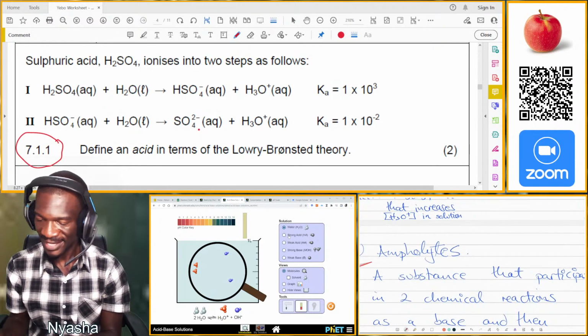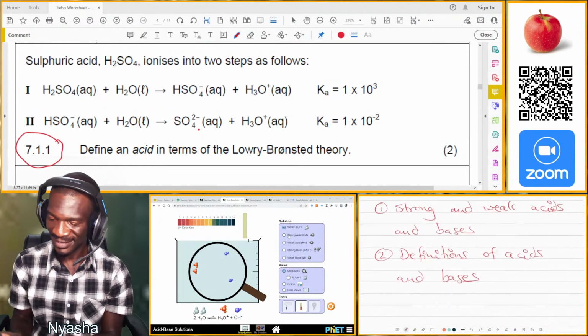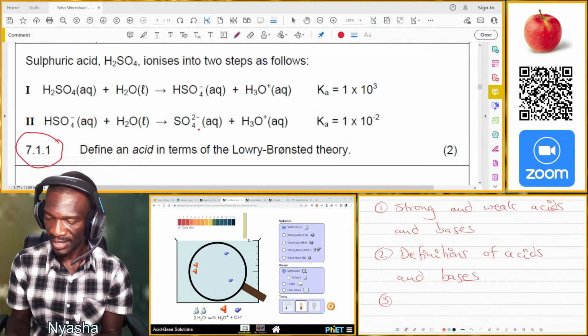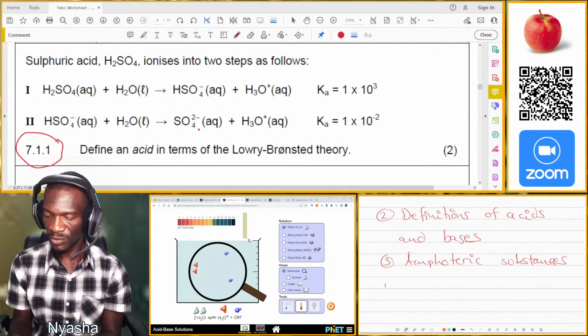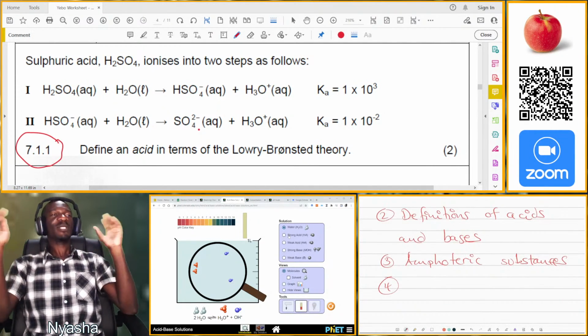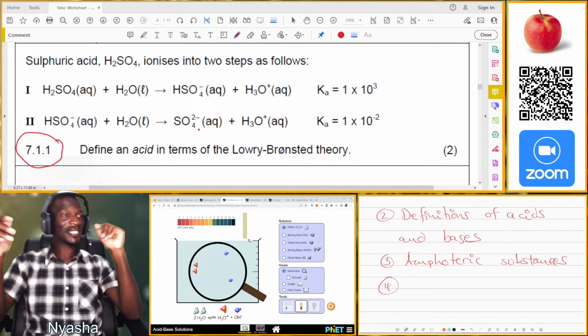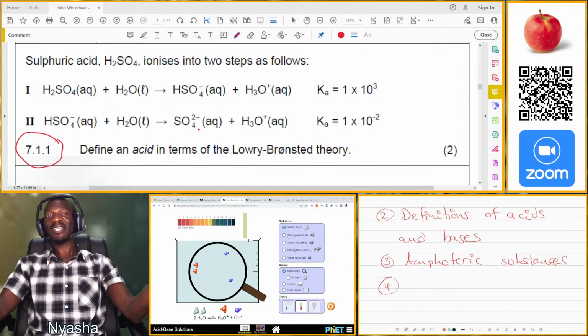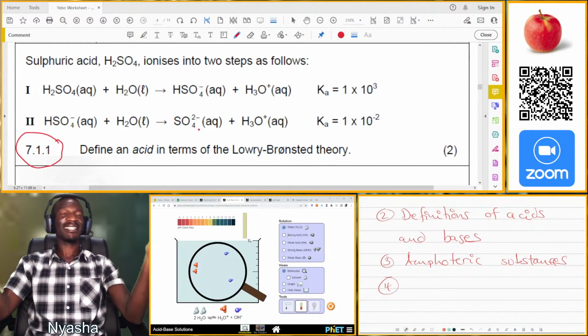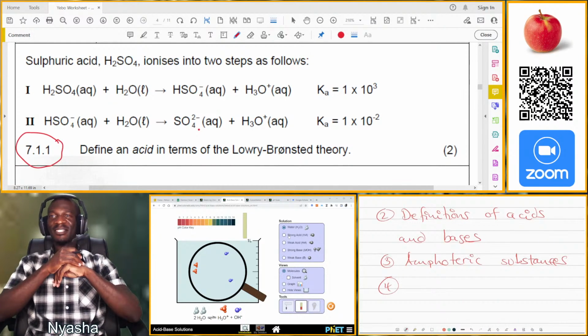We covered ampholytes. So we looked at amphoteric substances. What is an amphoteric substance? We looked at that. Water is also amphoteric. Can you see that? Water is also amphoteric. In one chemical reaction, it can act as a base. In another, it can act as an acid. So it's a common amphoteric substance.